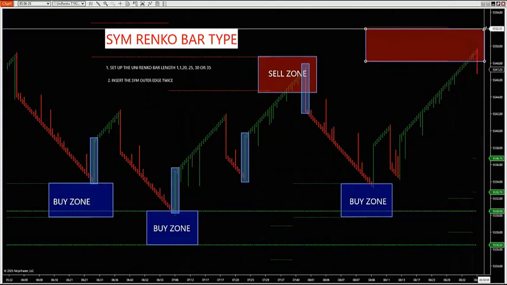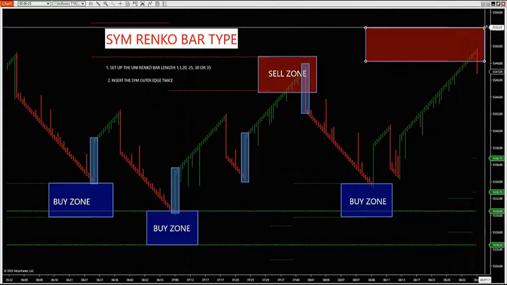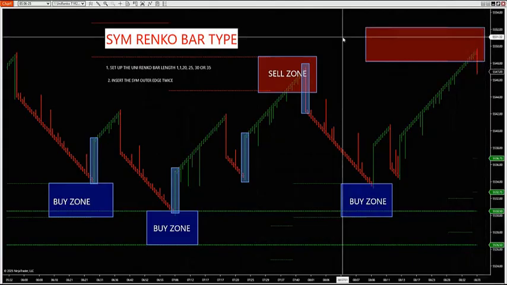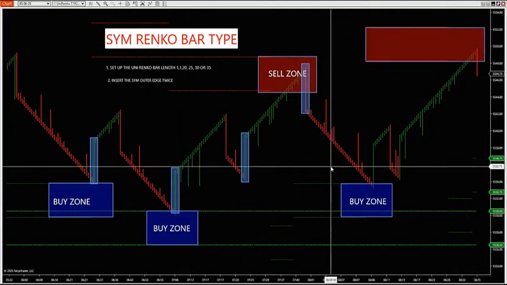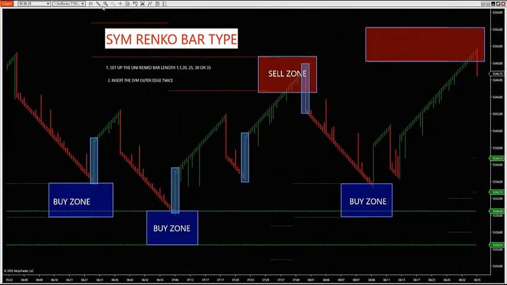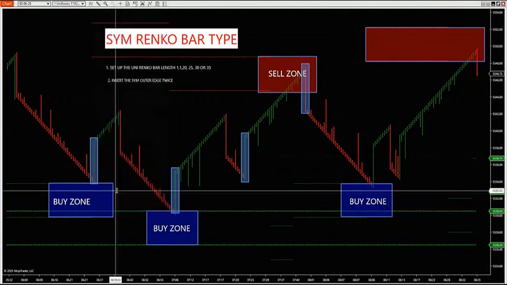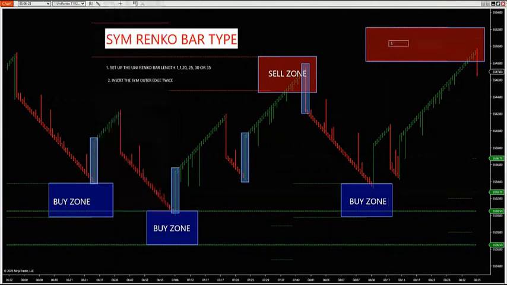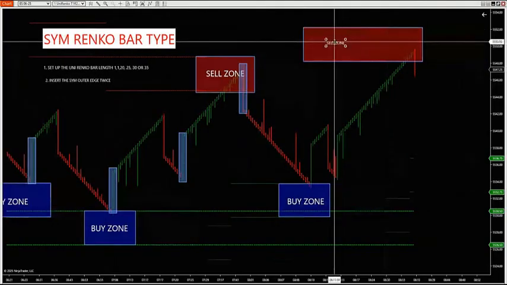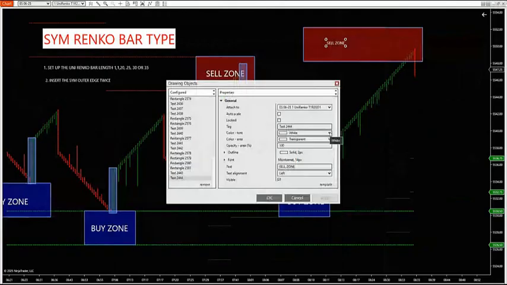Where traders get taken to the woodshed is they don't know where the markets can possibly reverse in chop. We're in a chop market right now, setting up for a sell zone right here as we speak. So what you want to do, like I said, insert the Sim outer edge twice, put in your shallow zone, your deep zone. Here's how you do it.